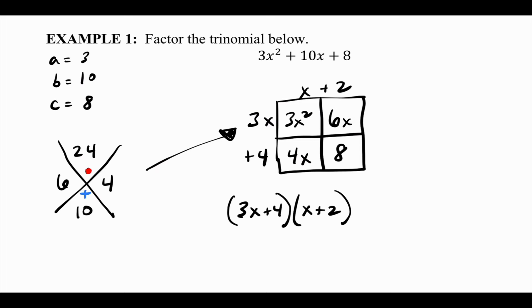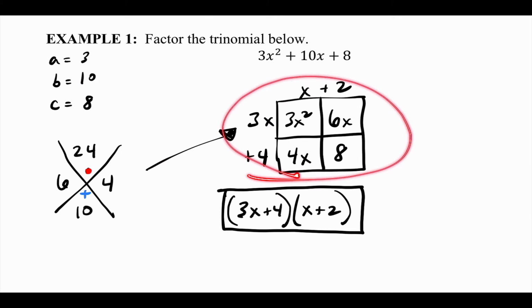So we are done. On Delta Math, you would have one box, parentheses 3x plus 4, parentheses x plus 2. That's the factored version. We're done. We use the same steps, but the box was a little different. That's the first tweak. It's not really a change. I still use the same rules, the same steps. It's just a little different when I used it in there.